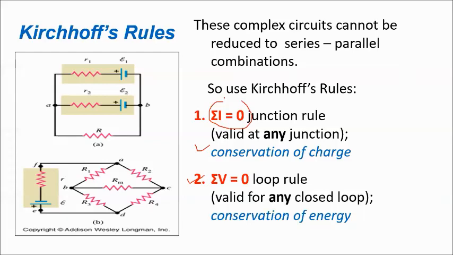I-observe natin. Summation I, meaning add all I, or add all currents equal to 0, or current entering is equal to current leaving. And the second, summation V equal to 0. This is loop rule under conservation of energy. So this is valid for any closed loop.